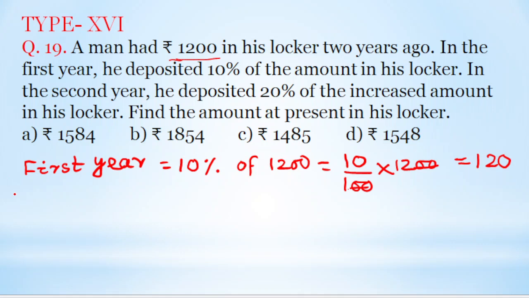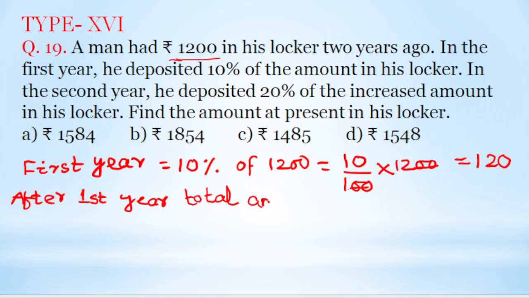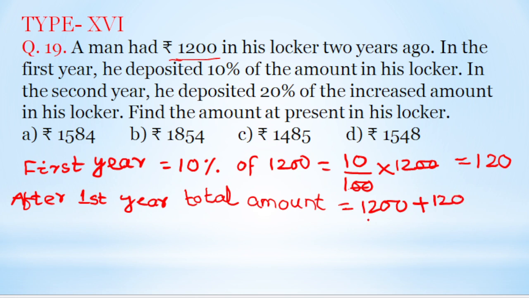So after first year, total amount is equal to 1200 plus 120. So that is equal to 1320.